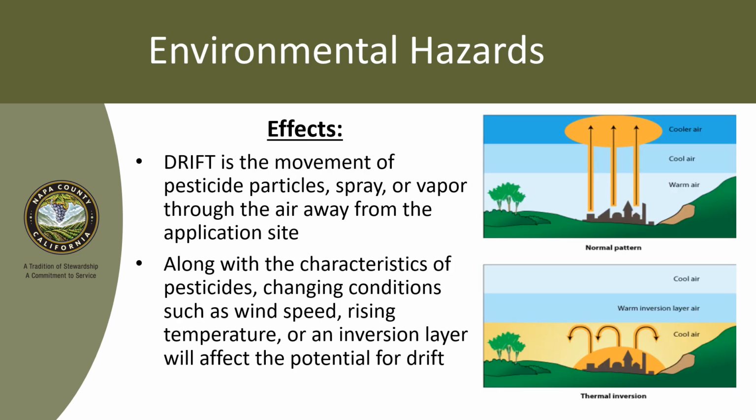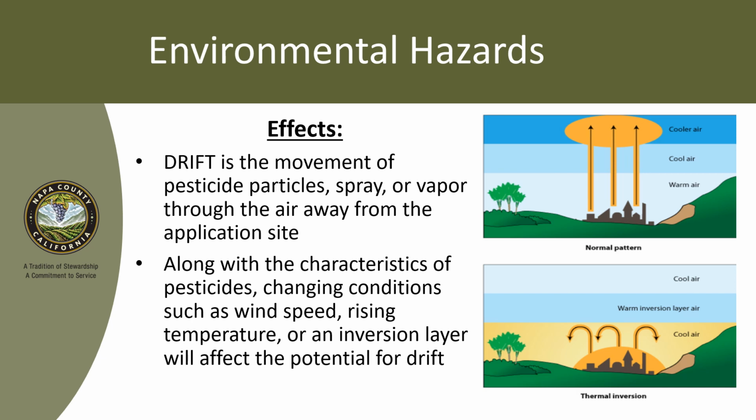And drift, as we just mentioned, is just the movement of pesticide particles, spray, or vapor moving through the air away from where it was supposed to be, the application site. So there's all kinds of things that can create conditions that would enhance the probability of drift, and that would obviously be wind speed. If the wind reaches a point where it's a given that anything you spray is going to blow off the application site, well, that's common sense. But now we know from volatility that rising temperatures can also create that.